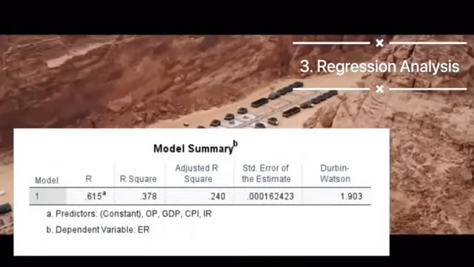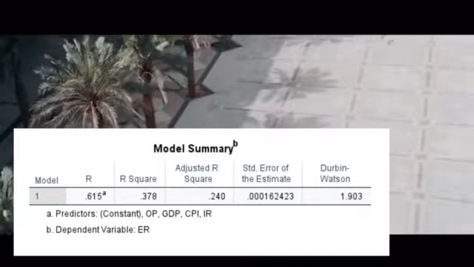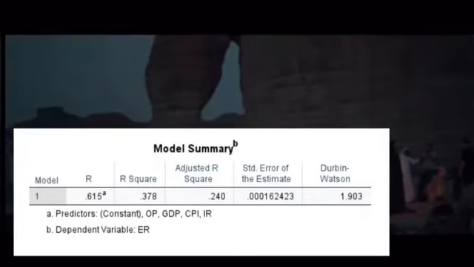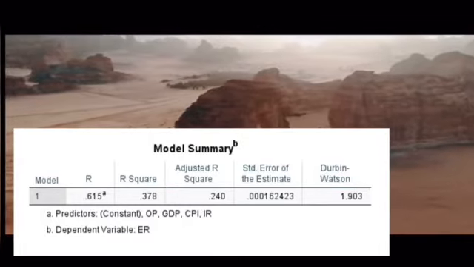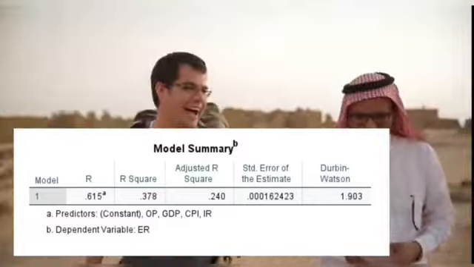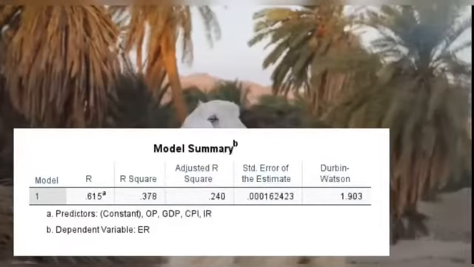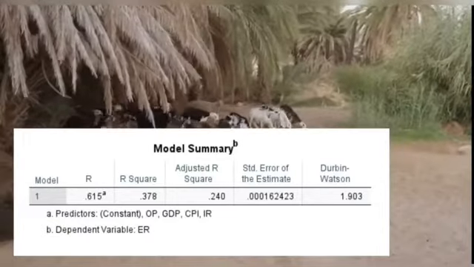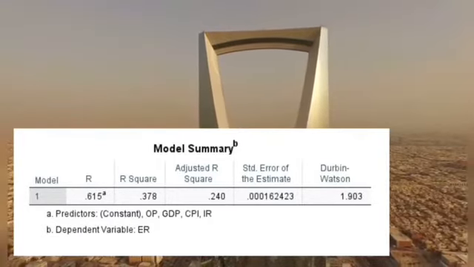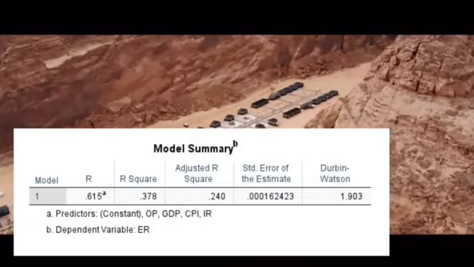For the regression analysis, we can see that the table provides the R-square and adjusted R-square values. The R-square value of 0.378 indicates that 37.8% of the exchange rate is explained by oil price, GDP, which is gross domestic product, consumer price index, CPI, and also interest rate. Next, the adjusted R-square value is 0.240, which means that 24% of the variation in exchange rate is likely to be explained by the oil price, gross domestic product, consumer price index, and interest rate.